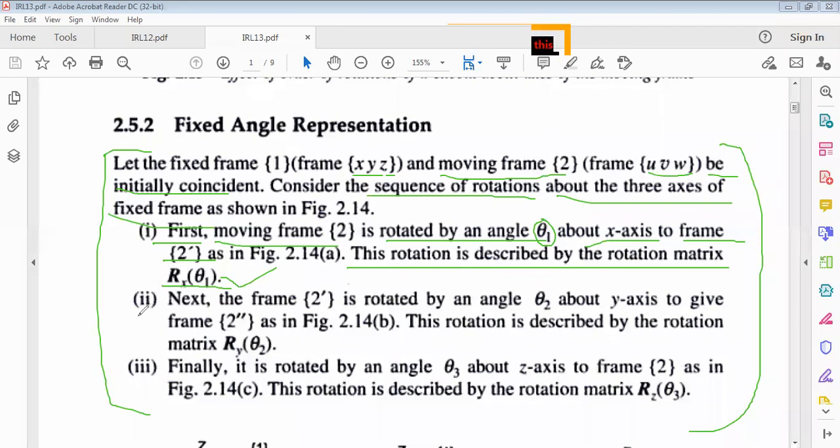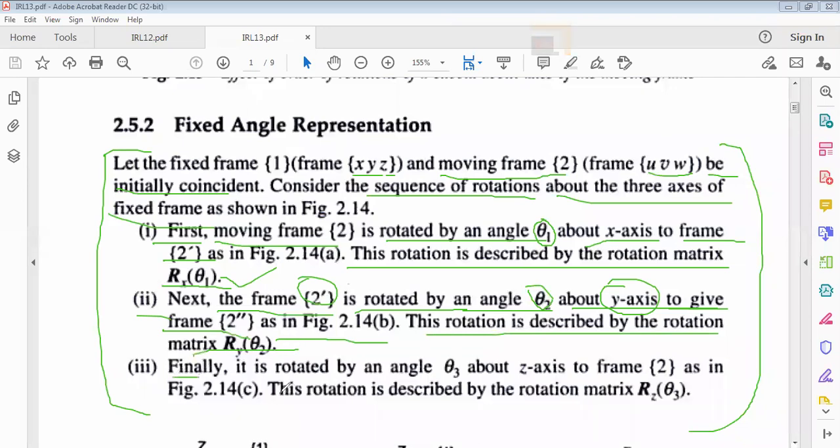Next, the second action: frame 2' is rotated by an angle θ2 about the y-axis, again a fixed frame axis. This gives the new frame, 2 double dash. This rotation is described as Ry of θ2.